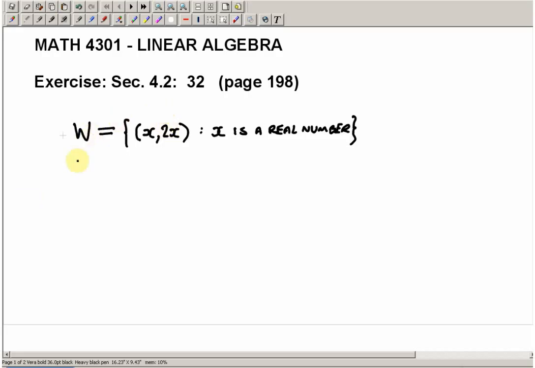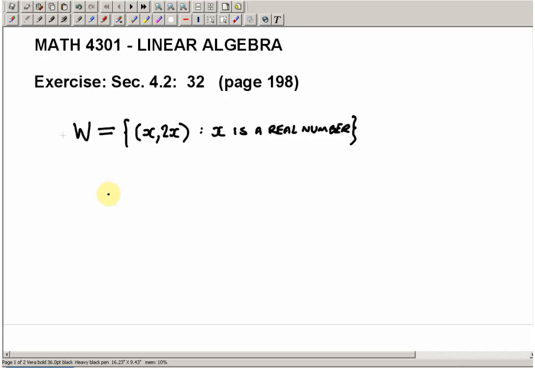Okay, here it is. Now notice, what is in W? What kinds of vectors are in there? Well, those are vectors in R2, right? It has two coordinates, as you can see here, where the second coordinate is twice the first coordinate. So those are the kind of vectors that are in W. But we need to show that W is a vector space. So we need to go through all those axioms, all those properties, and show that each one holds.